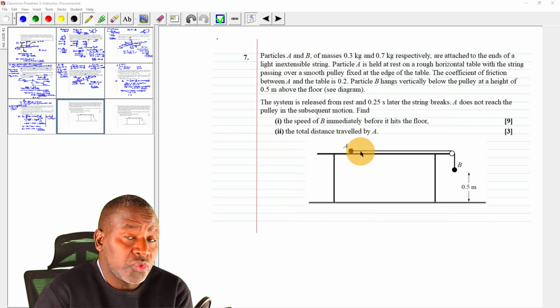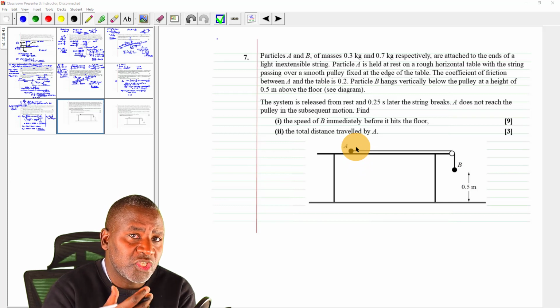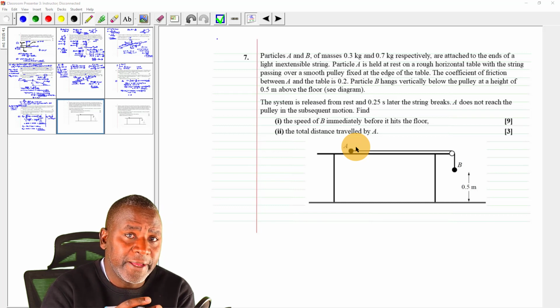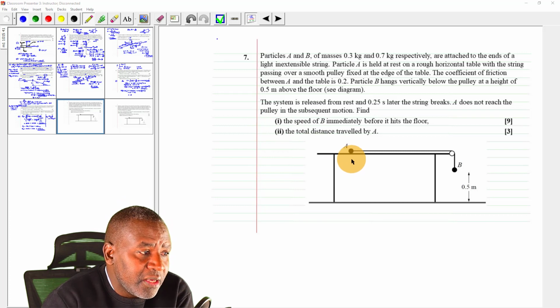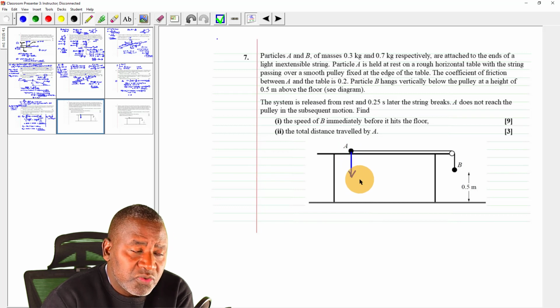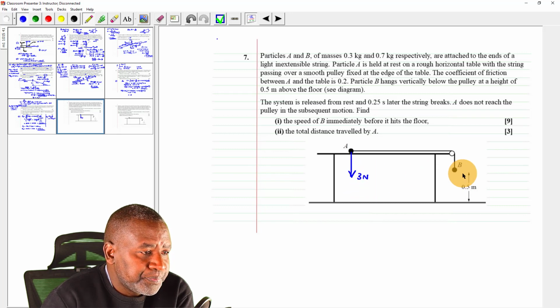Like I've told you in the past, when there is plenty of information, you try to break it down into manageable chunks. For instance, when I'm given the masses of these particles, one of them resting on a table, the other hanging freely, I can start by indicating the weight, because I know the relationship between weight and mass. W is equal to mg. That will give me the weight of this particle to be 3 newtons, and the weight of this particle here to be 7 newtons.